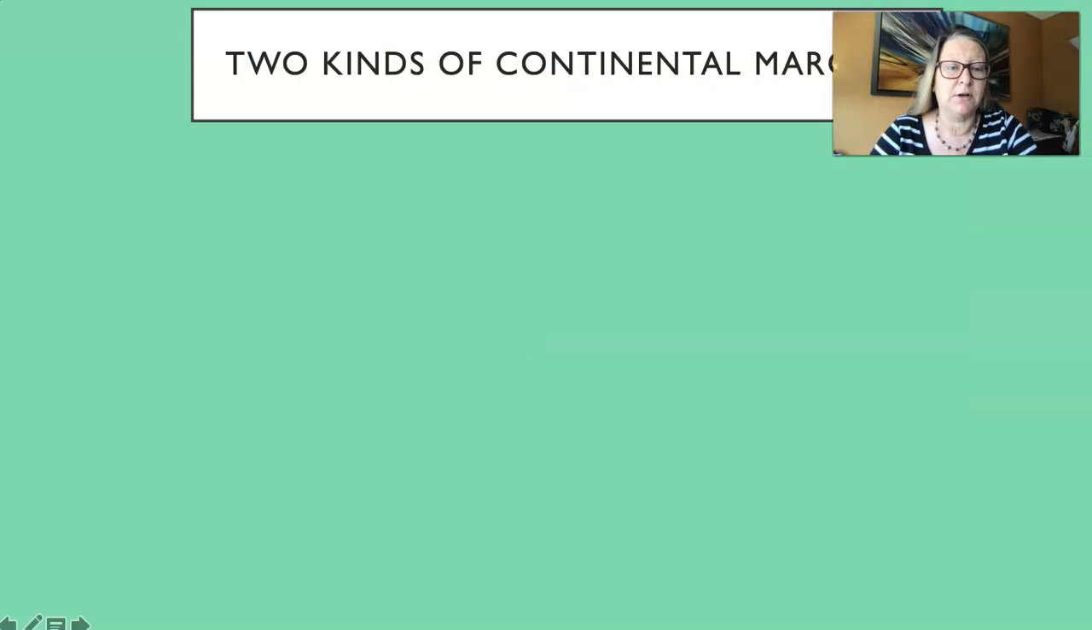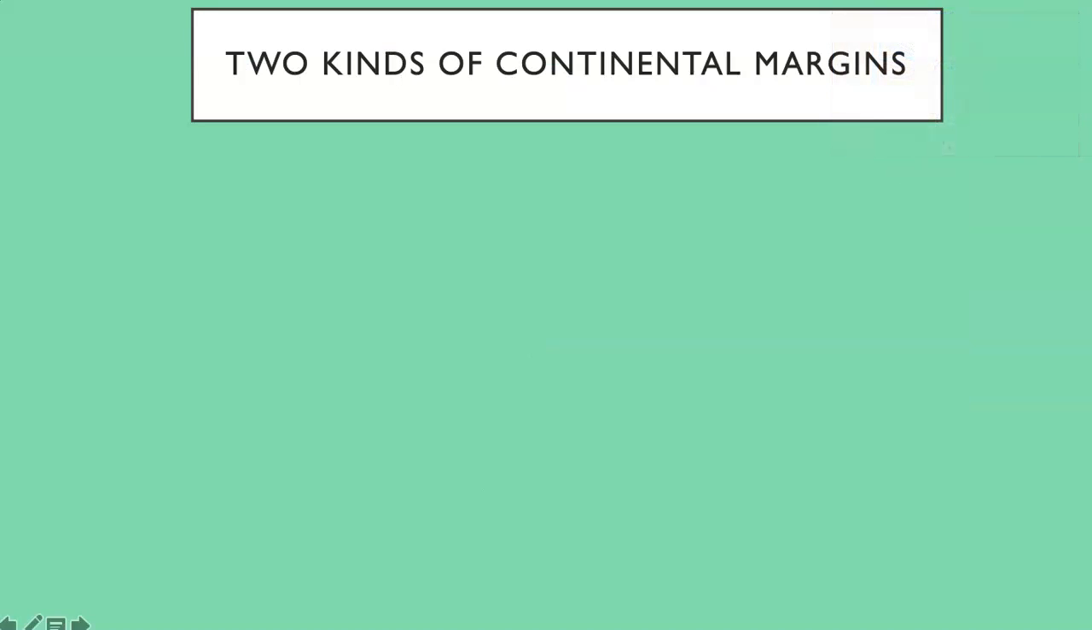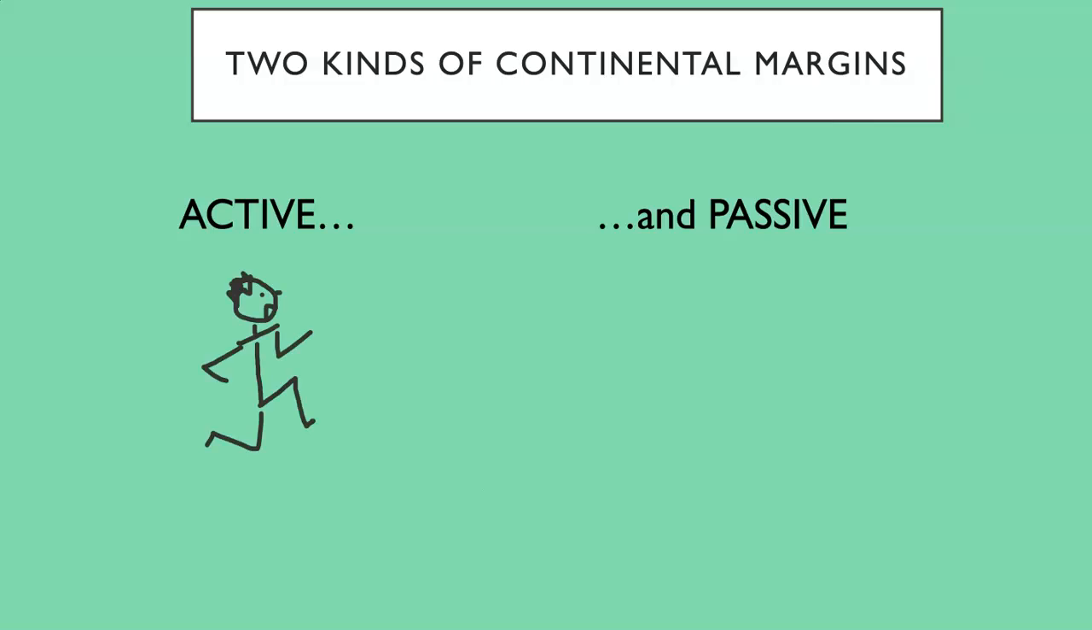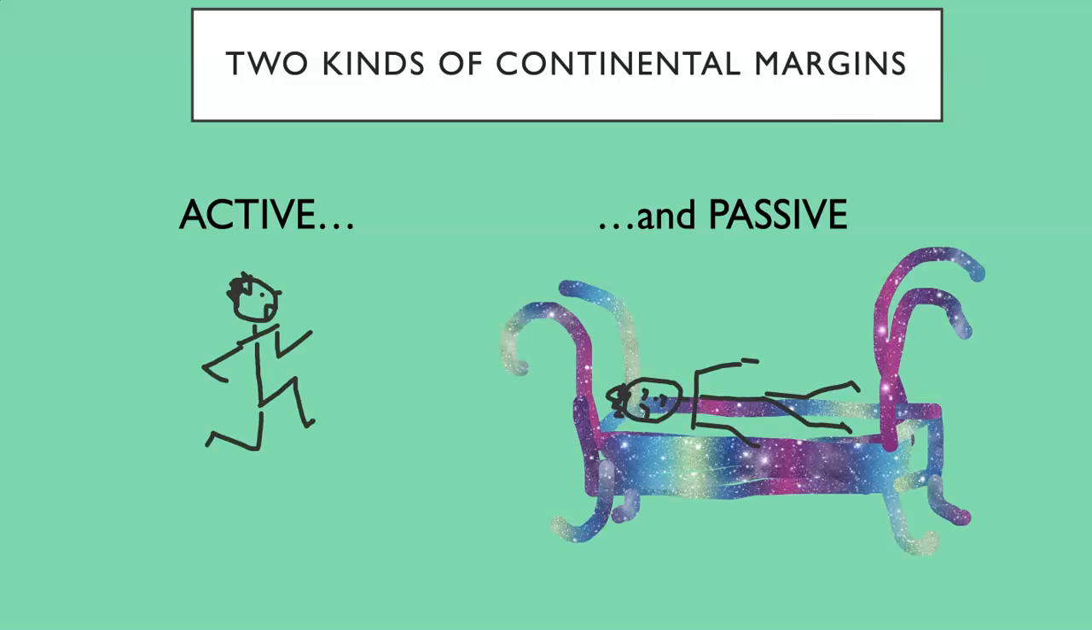As I mentioned earlier, there are two kinds of continental margins. There are active margins and passive margins. And active margins are where people are running around a lot, and passive margins are where people are sleeping. Just kidding. Just seeing if you were paying attention.